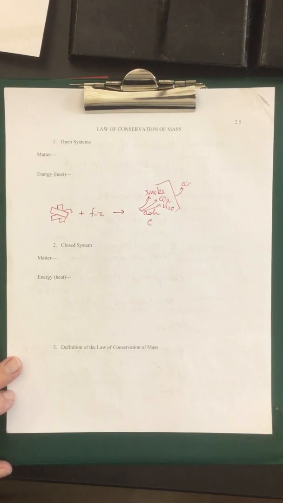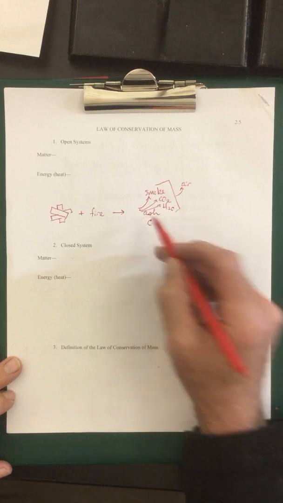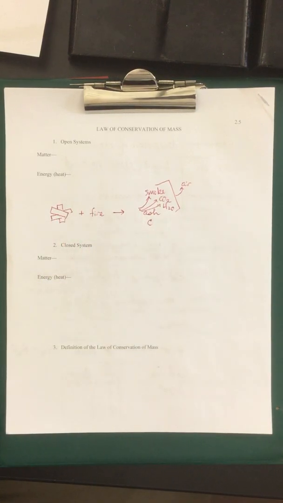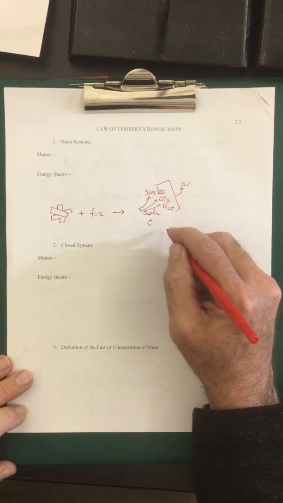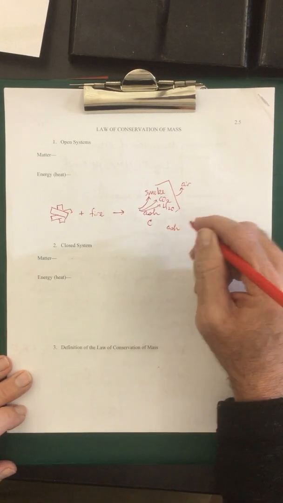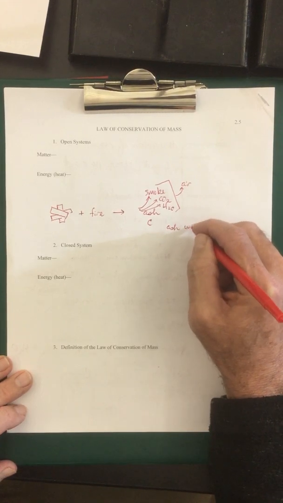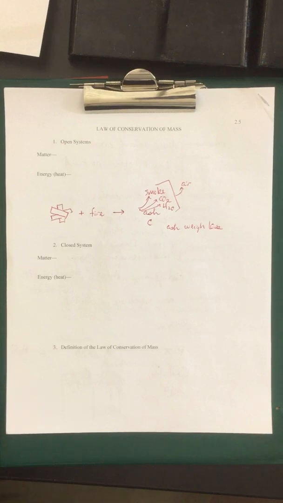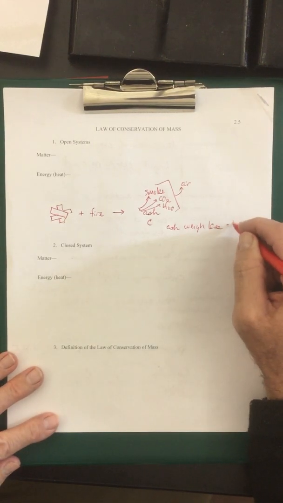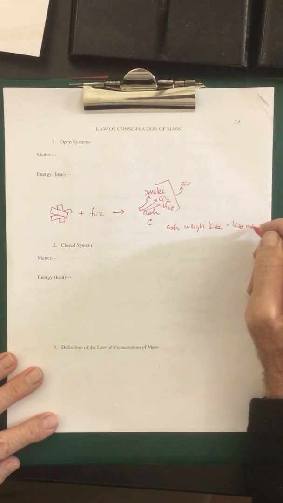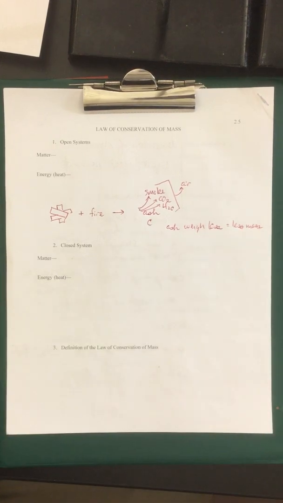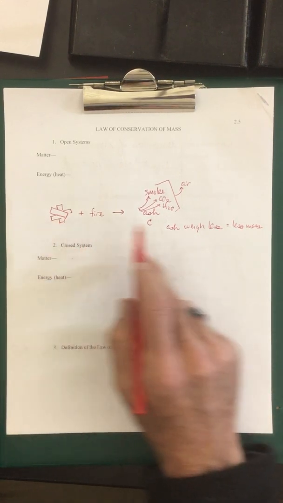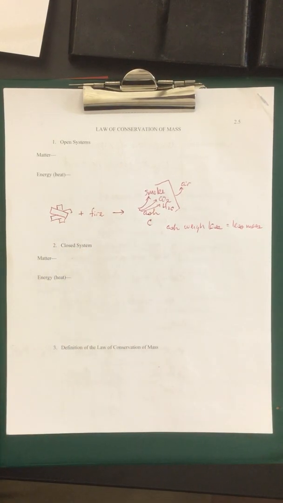And if we weigh the ash, so we're going to weigh this ash at the end, and we're going to compare it to the weight of the wood, what's the weight of the ash going to be? The weight of the ash is going to be less. So the ash is going to weigh less, meaning it has less mass. Well, it seems like we've lost mass in this reaction. We started off with a higher mass, we went to a lower mass.